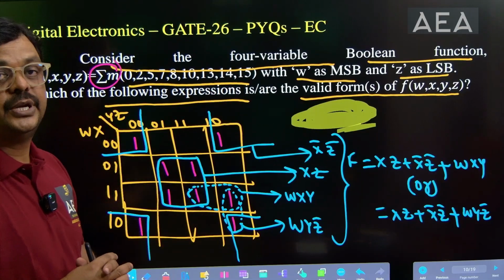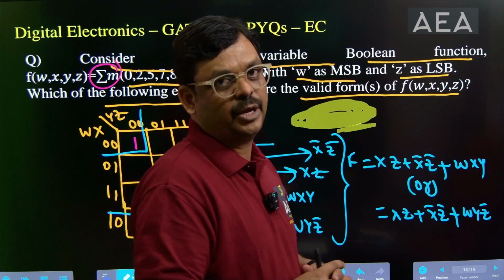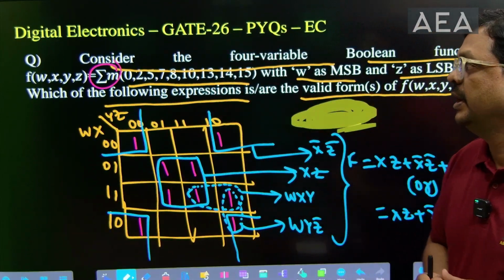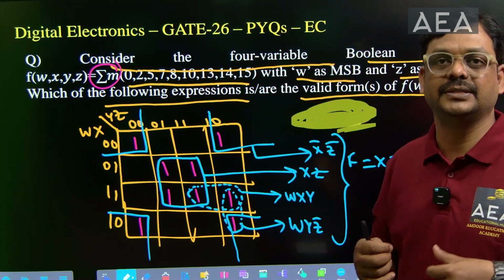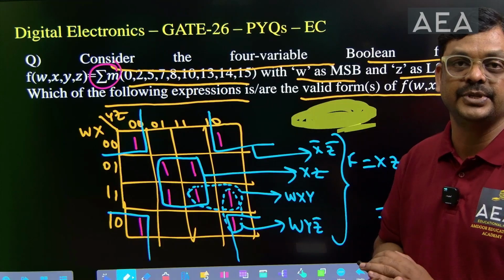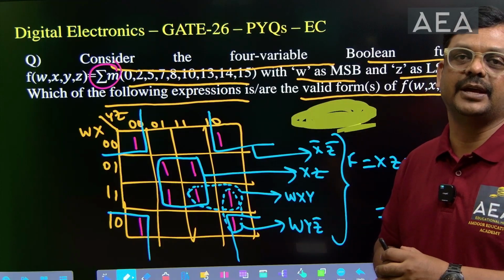This question comes from the Electronics and Communication branch question paper, GATE 2026. Based on my analysis, these questions are very easy and simple if you know the concepts. Please try to understand the concept.